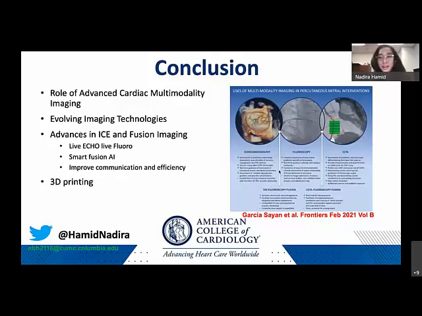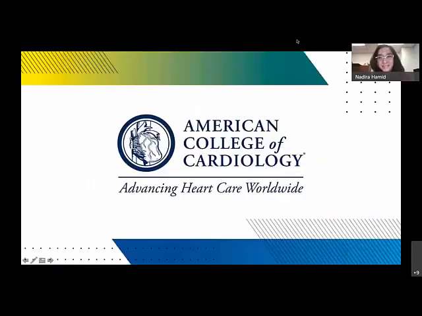So in conclusion, I think advanced cardiac multimodality imaging is key in terms of the success of percutaneous mitral intervention, especially in paravalvular leak closure. Of course, imaging technology is evolving. There are advances in ICE and fusion imaging, as you have seen in the case earlier, and in this case as well, to help improve the communication between us imagers and interventionists and the efficiency of the case. You'll see as well in subsequent speakers advances in 3D printing, which can help. And with that, thank you very much for this opportunity.